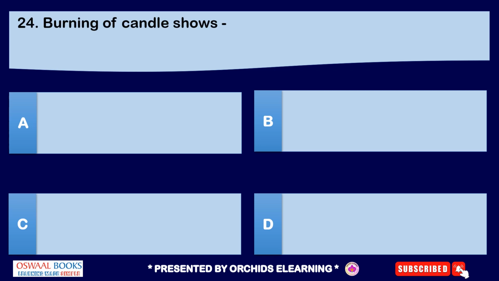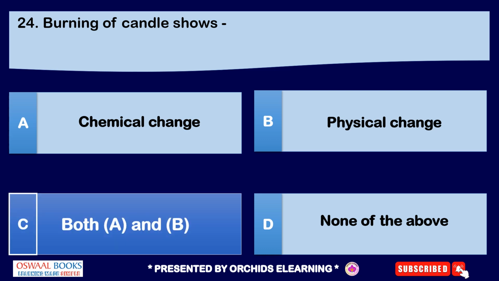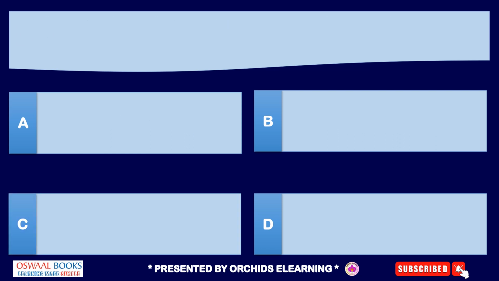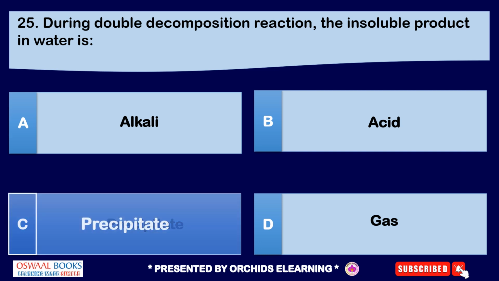Burning of candle shows C. Both A and B. During double decomposition reaction, the insoluble product in water is C. Precipitate.